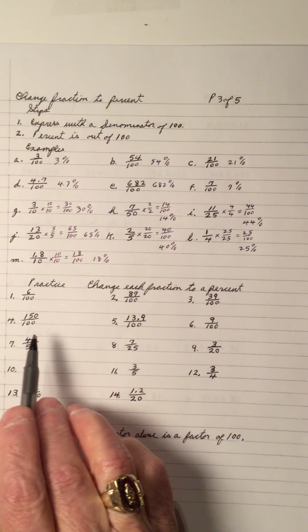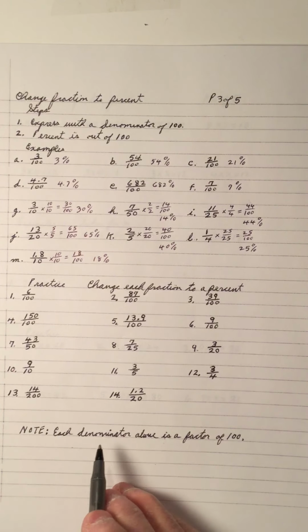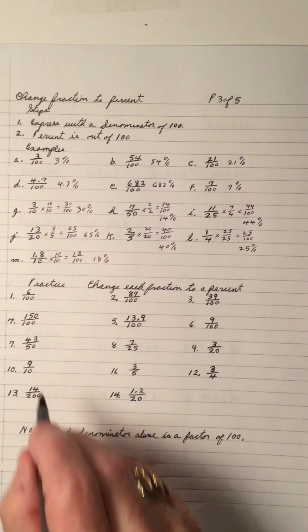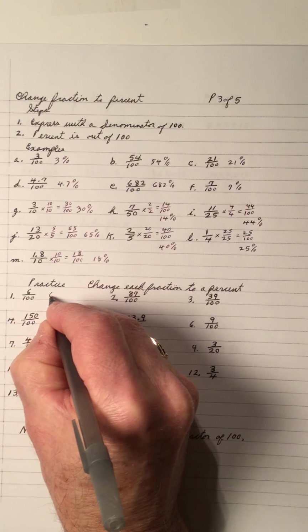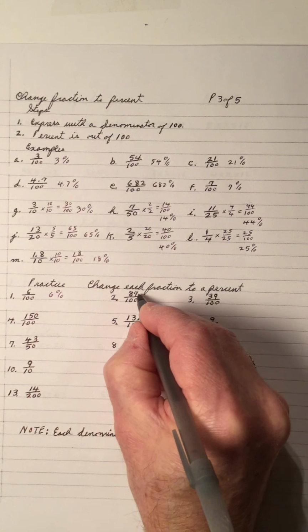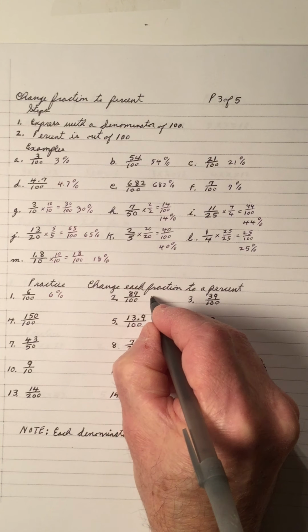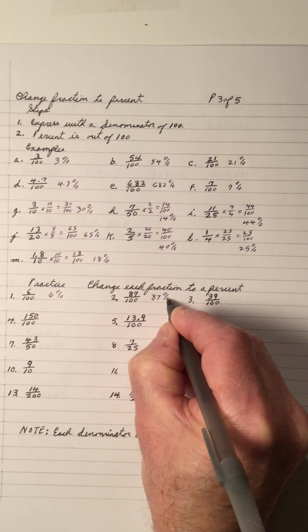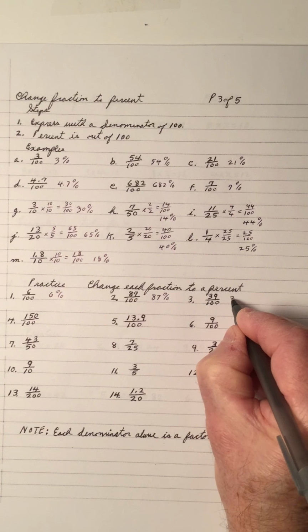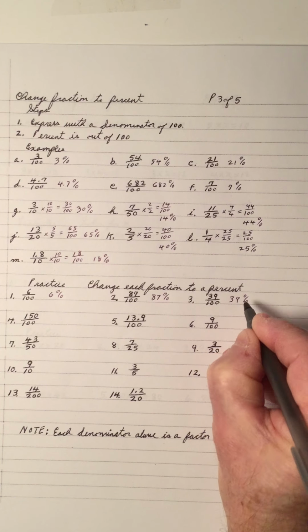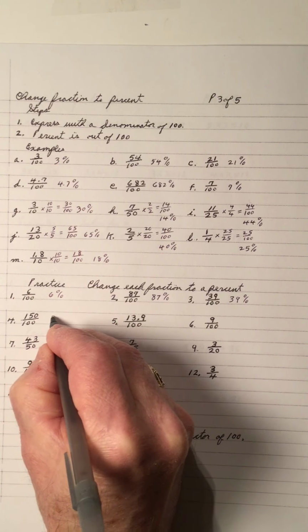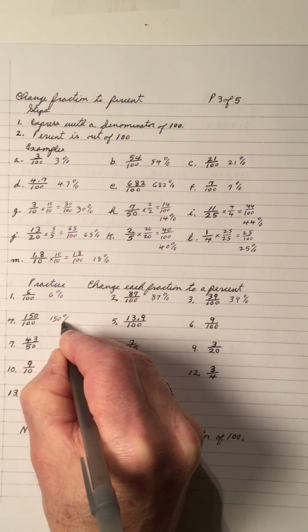Now, pause your video. You work these out and come back to see if you got all the answers right. 6 out of 100, 6%. 87 over 100, 87%. 39 over 100, 39%. 150 over 100, 150%.